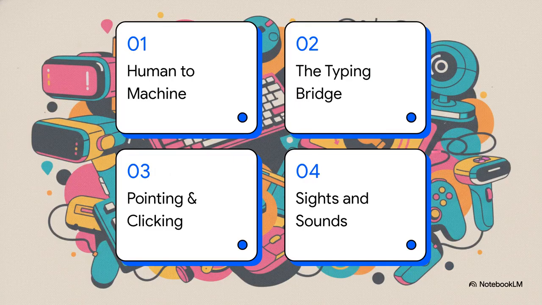So here's our roadmap for today. First up, translating human to machine. Second, keyboards, the typing bridge. Third, pointing, clicking, and playing. And finally, capturing sights and sounds. Let's get right into it.